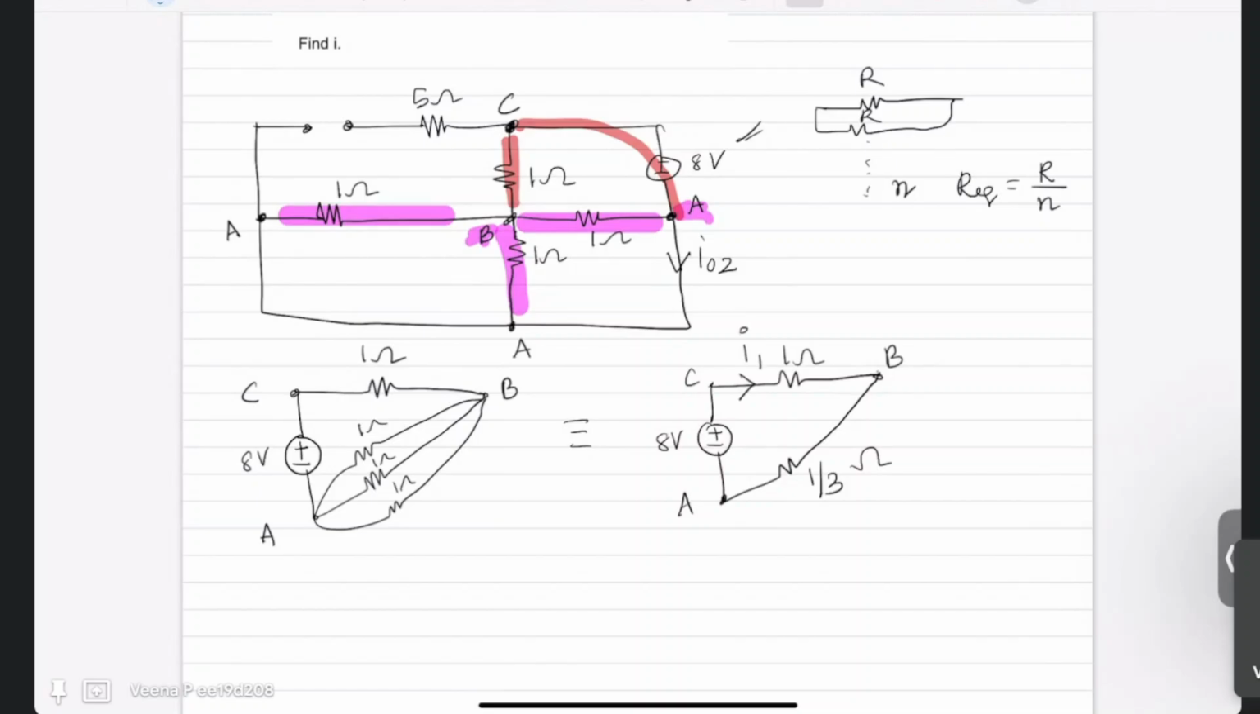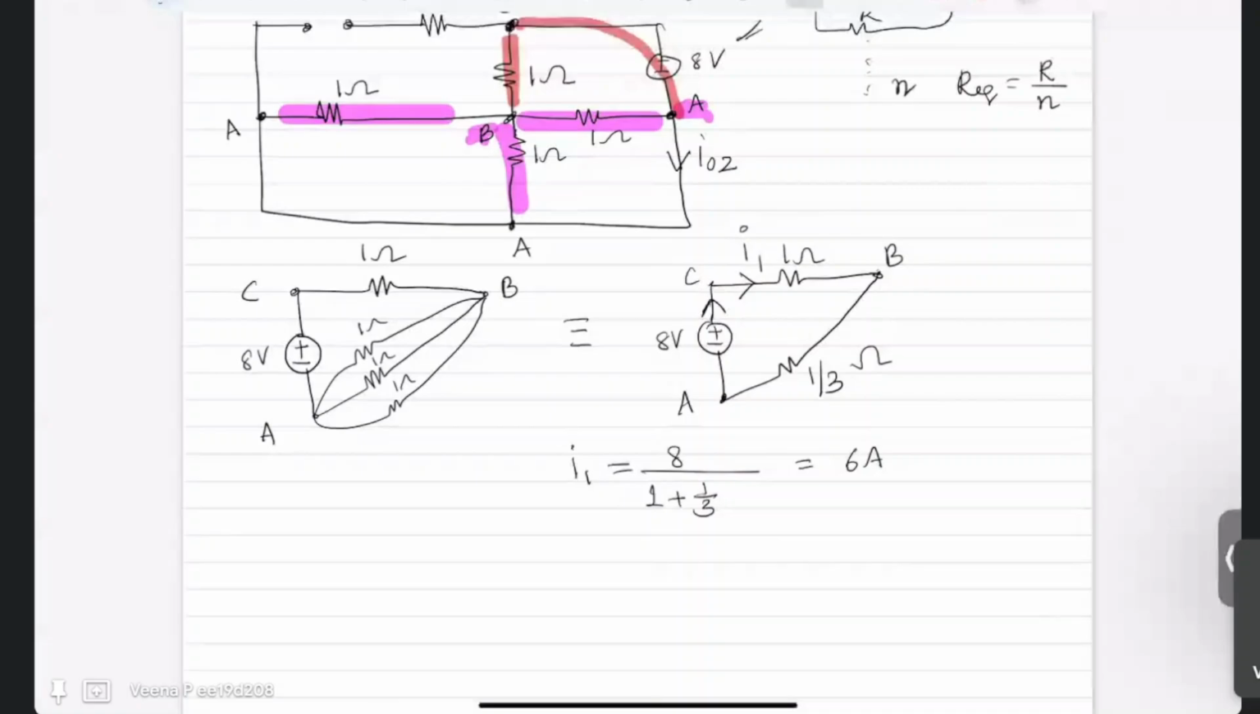This current I am naming it as I1. Now what is I1? I1 is 8 divided by 1 ohm plus 1 by 3 ohm, which is nothing but 6 ampere. So you see I1 I am drawing coming out of 8 volts. That's why I am writing it as 8 by 1 plus 1 by 3. If I had given my direction of I1 as like this, then my I1 would have been minus 8 by 1 plus 1 by 3. Always make sure your direction is correct. So now I got my I1 as 6 ampere.